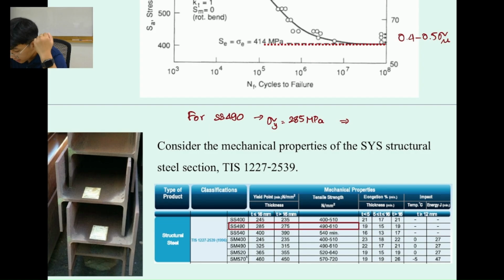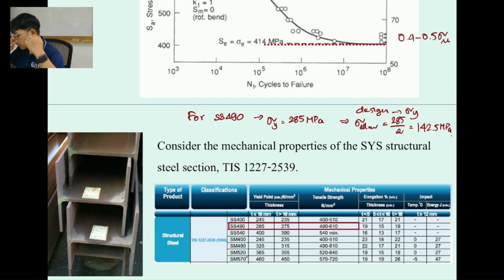So when we design, we're going to use only yielding. So when we design, we use yielding, we have allowable. For example, if the factor of safety is equal to 2, it's going to be 285 divided by 2, which is equal to 142.5 MPa over here, okay.